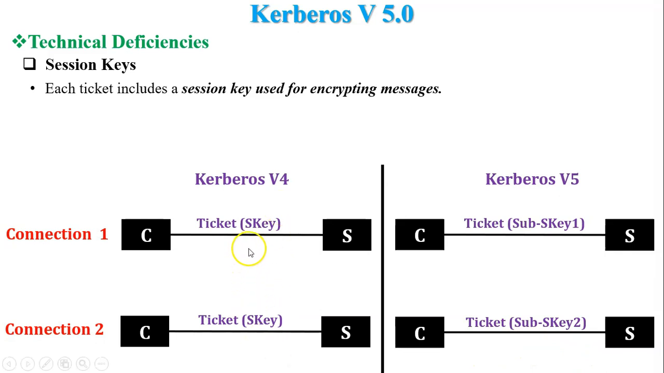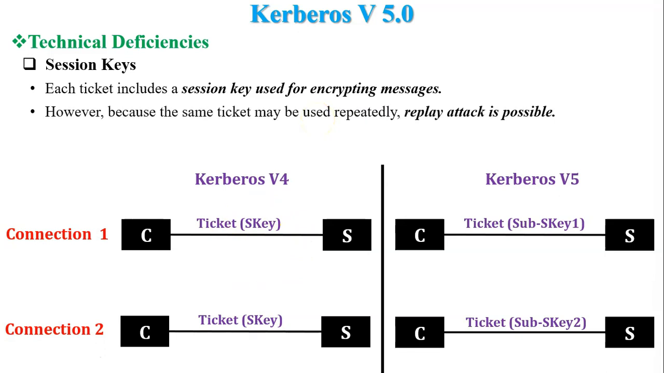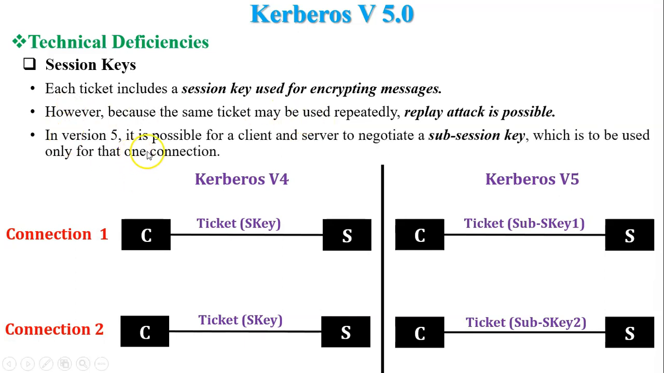So now we can say in version 4, the same session key is used for both connections. So if the same ticket may be used repeatedly, it is vulnerable to replay attack. In Kerberos version 5, it is possible for a client and server to negotiate a sub-session key which is to be used only for one connection. So the limitation of session keys is overcome using the sub-session key in Kerberos version 5.